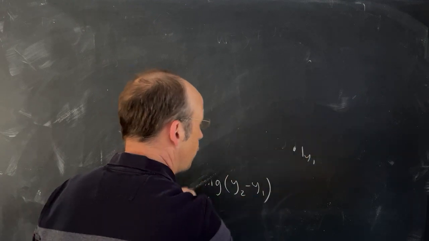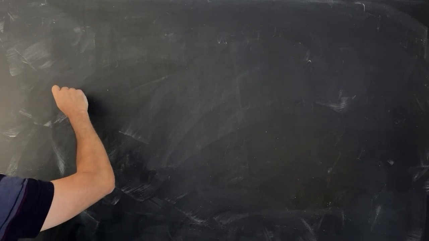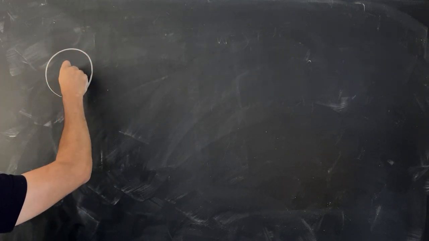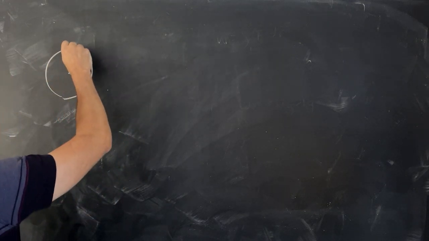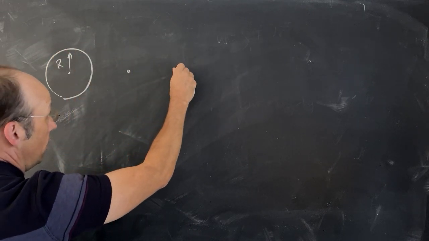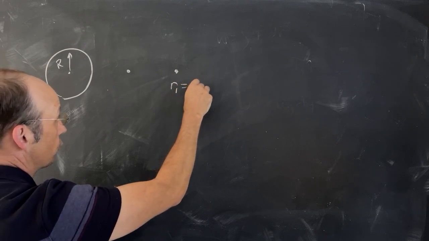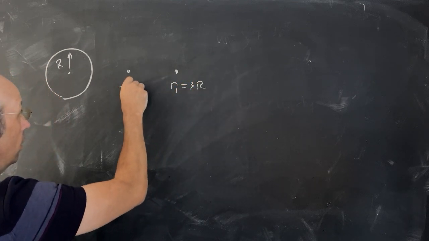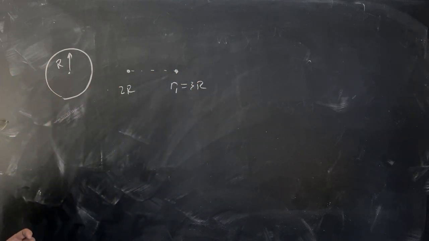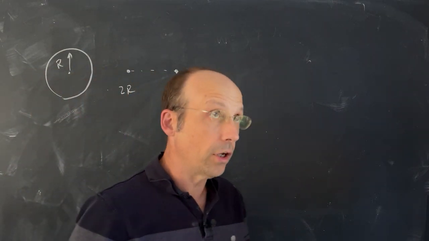Now, of course, if you drop a ball near the surface of the Earth, the gravitational force is constant. But if you drop it far from the surface of the Earth, the gravitational force is not constant. So here's the Earth. Let's say it has a radius of capital R. And I'm going to go from here, a point r1, the magnitude, is 3R to 2R, like that. And in this case, we have to use the real gravitational force.